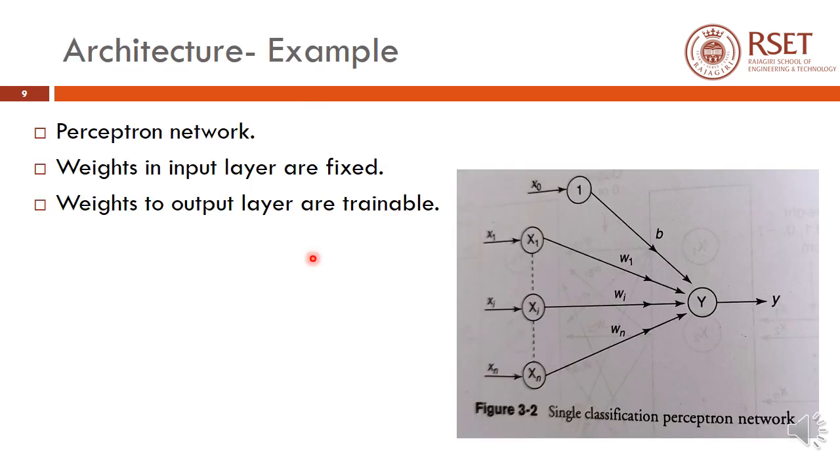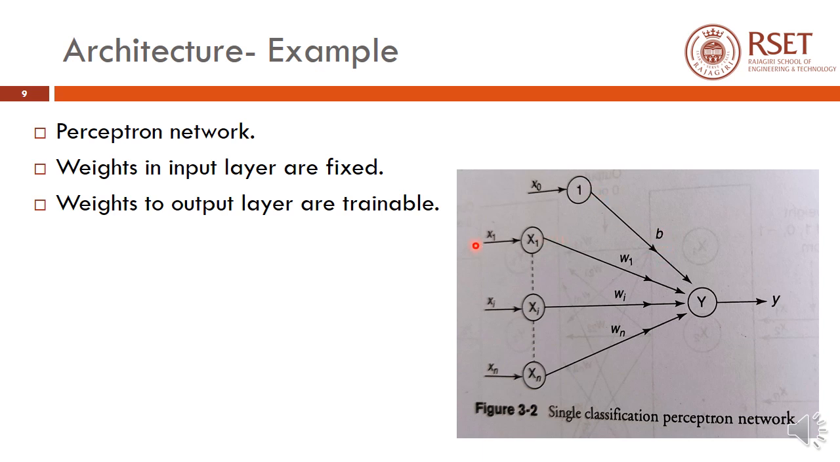Now let us consider an example of a perceptron network using its architecture. In this diagram we can see three units: the input unit, the associator unit, and the response unit. The associator unit consists of components x1, x2, etc., xi, xn, and the response unit consists of a single output neuron y. There is an extra bias value connected to the output neuron, whose input activation is x0, with value 1, and the weight of that connection is the bias value b.